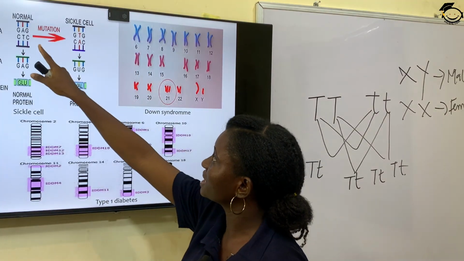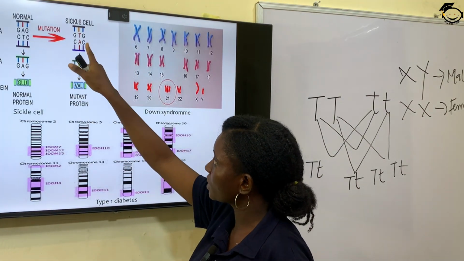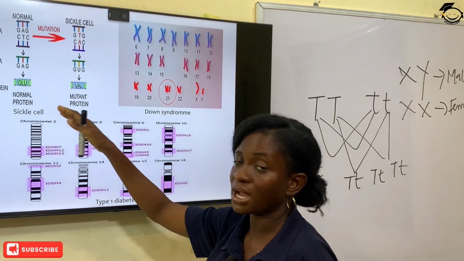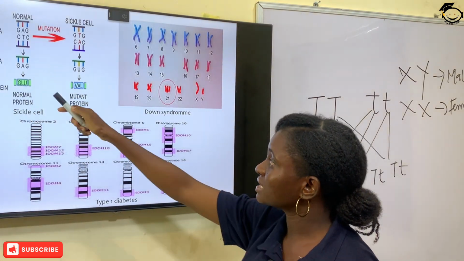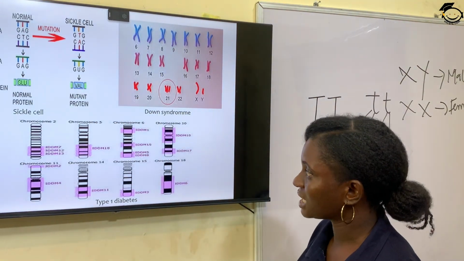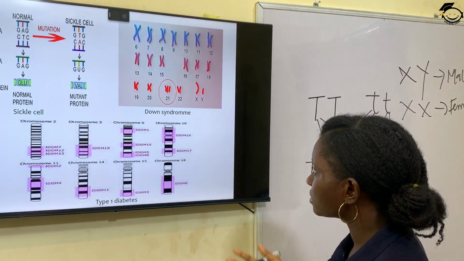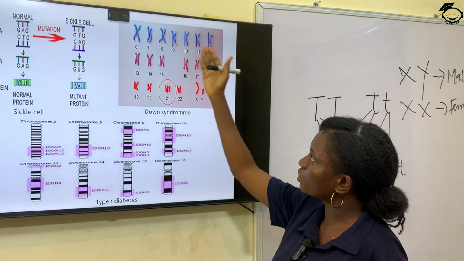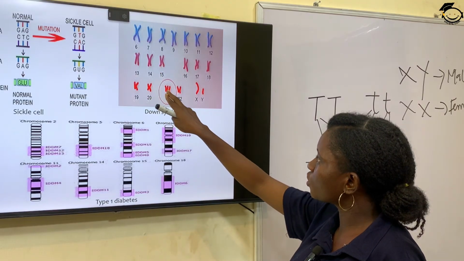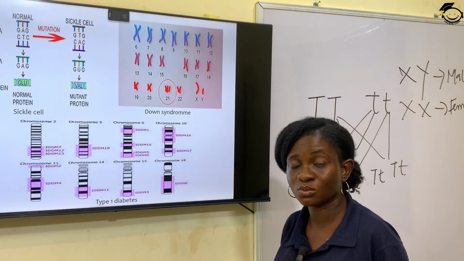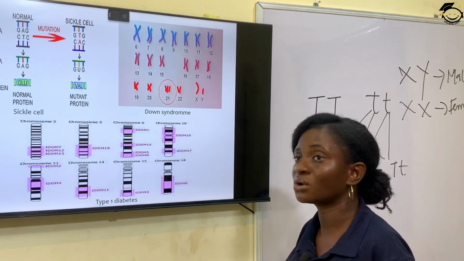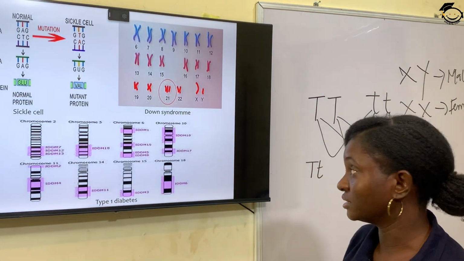So you see a change in A to T and a change in T to A will bring about a result that is different from the normal cell, and that is known as the mutant protein. Instead of this DNA coding for glutamic acid, it is coding for valine. So that's what happens in sickle cell. But in Down syndrome, these are chromosomes. Looking at chromosome 21, instead of two chromosomes, we have three chromosomes, and that's what is known as trisomy 21. So that's what happens in Down syndrome, which causes developmental delay in children.